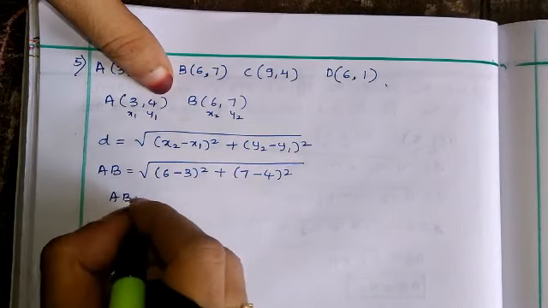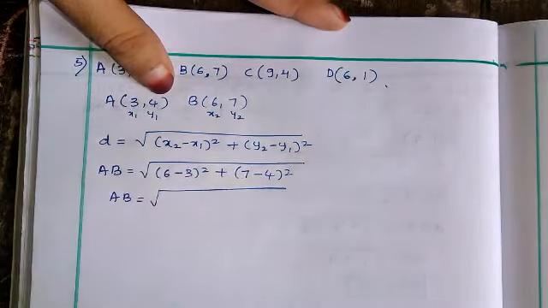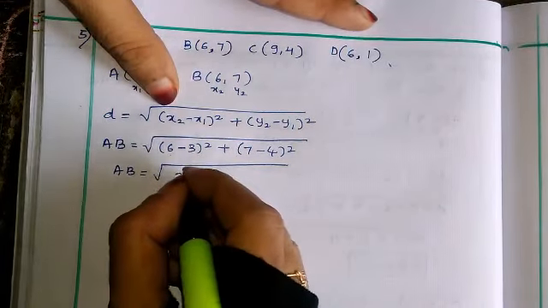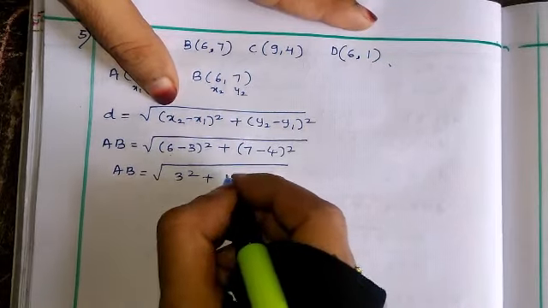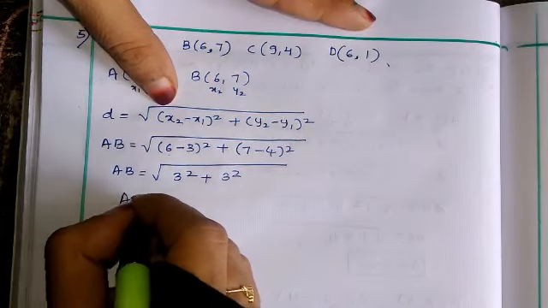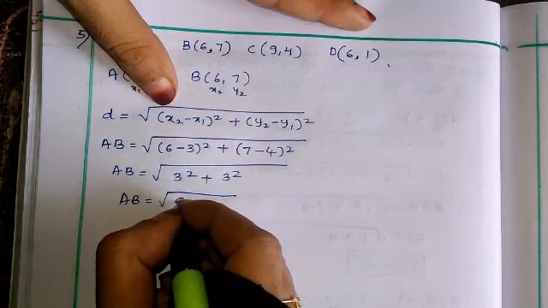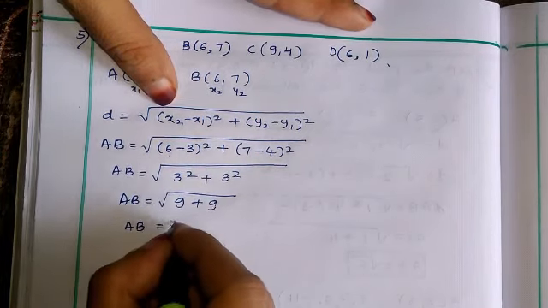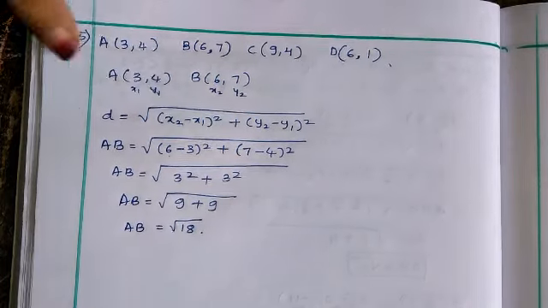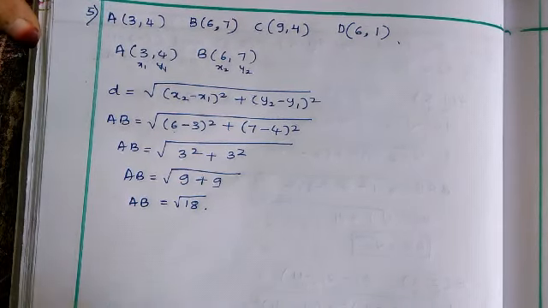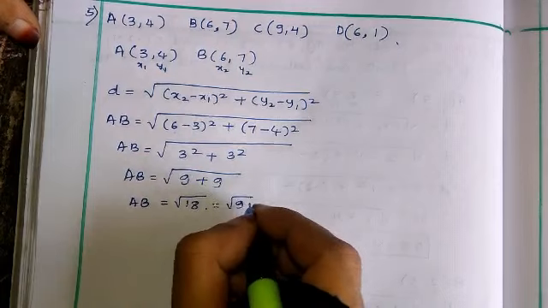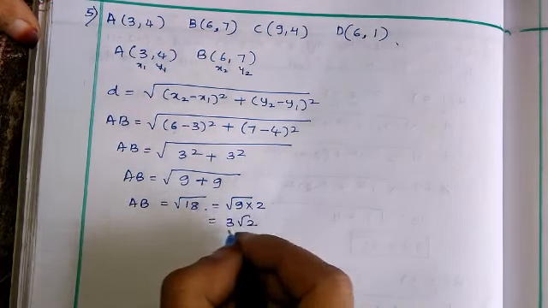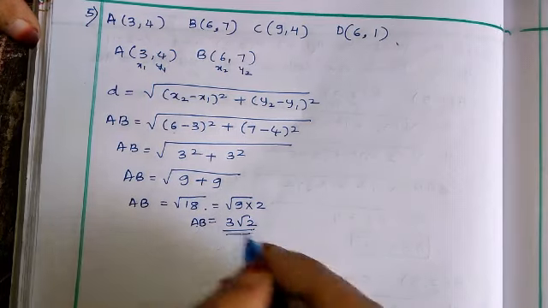So AB is equal to root of, many problems of this type I have done, so I'll be quick. 6 minus 3 is 3 square plus 7 minus 4 is again 3 square. So AB is equal to 3 square is 9 plus 3 square is 9. 9 plus 9 is root 18. We know that 9 times 2 is 18, root 9 is 3, so AB is 3 root 2.